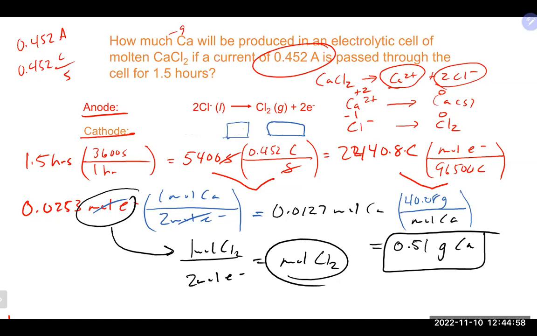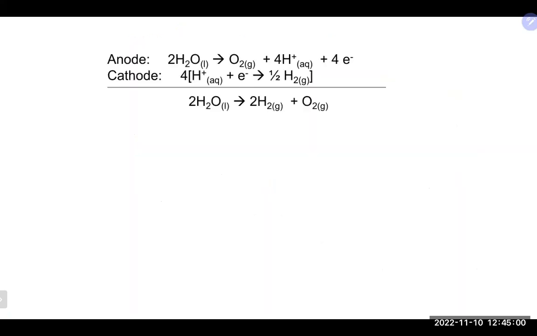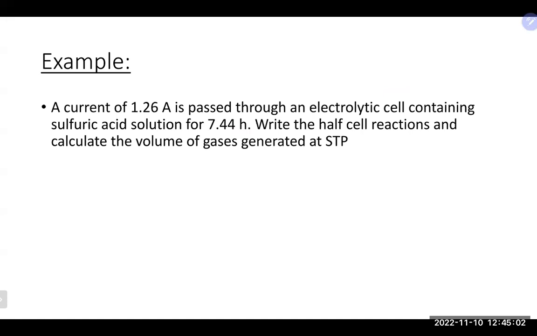All right, so why don't you try one and do a better job than I did here? Let's do the one we skipped, which is the electrolysis of water. So we're going to run it for 1.26 amps. It's passed through a cell that contains sulfuric acid. So this is what I was talking about earlier. They don't really mention it as being water, but that sulfuric acid tells you it's water. For 7.44 hours at STP. STP is standard temperature and pressure.